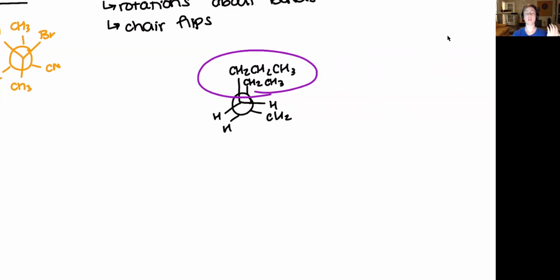And so if you're trying to reduce the torsional strain, you want to have as small groups as possible overlapping, and you don't want to have big groups overlapping.